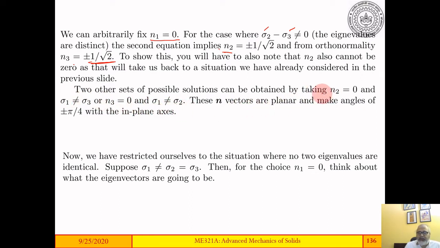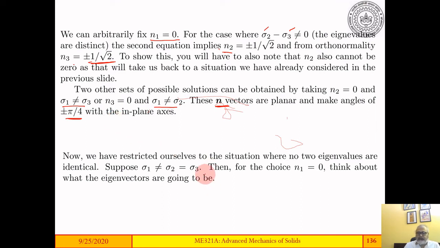For n2 equal to 0, we have to assume that sigma 1 is not equal to sigma 3. For n3 equal to 0, we have to assume that sigma 1 is not equal to sigma 2. So these vectors are planar and make angles of pi by 4 with the in-plane axis. So when I take n1 equal to 0, I have n2, n3, so these vectors lie on the 2, 3 plane and make an angle of plus minus pi by 4 depending on whether you are taking 1 by root 2 or minus 1 by root 2 in the 2, 3 plane.